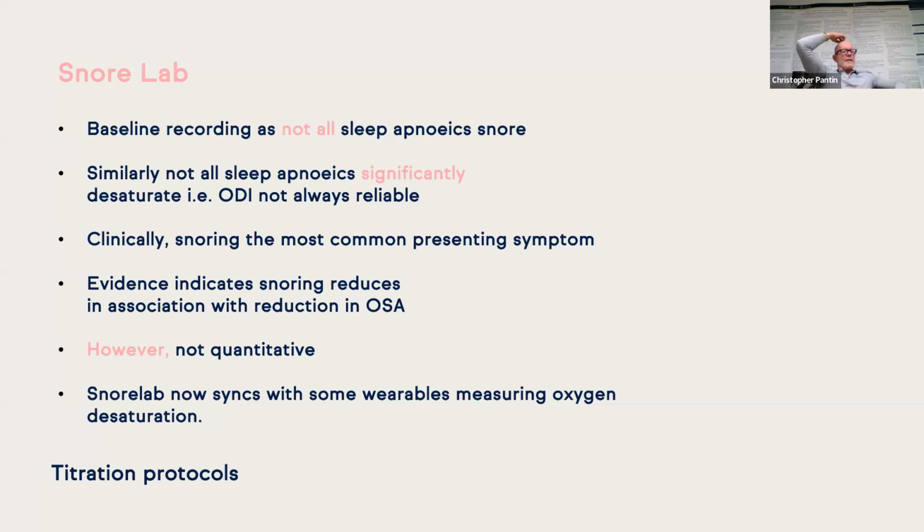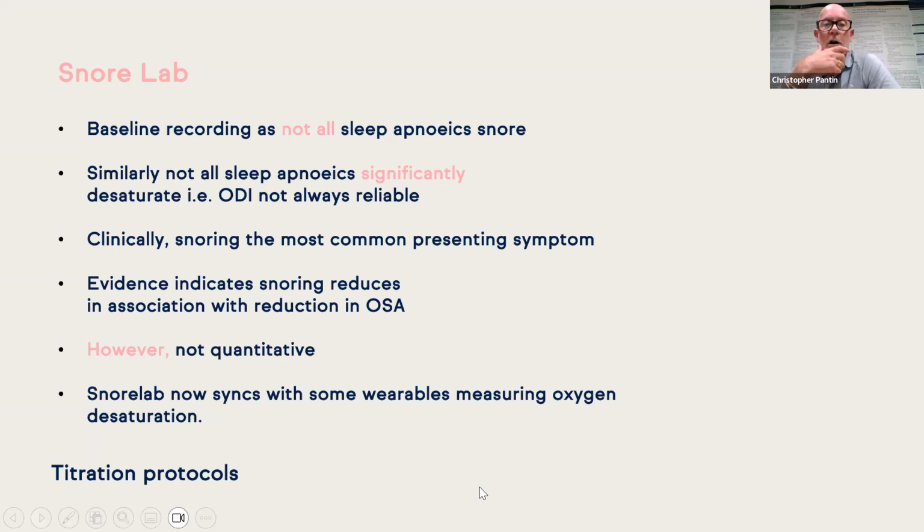So one of the easiest objective things to use is something like SnoreLab. This is based on the fact that we just mentioned that as snoring decreases, so does sleep apnea. We also mentioned that not all sleep apneics snore. Similarly, not all snorers have sleep apnea, and actually not all sleep apneics significantly desaturate.